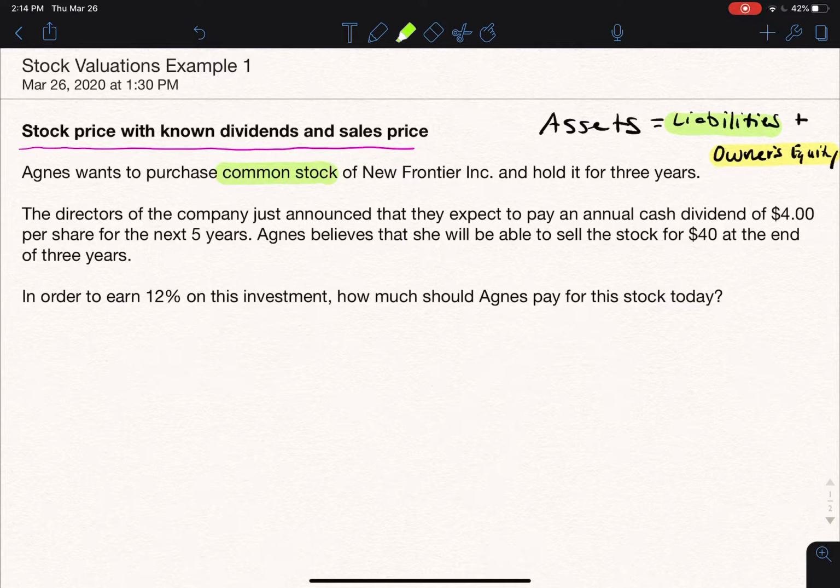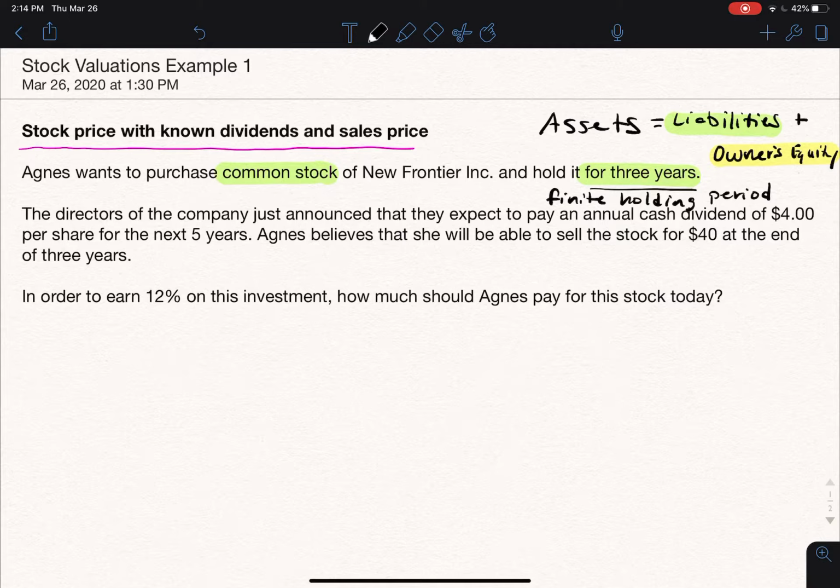She's looking at New Frontier Inc., and she wants to hold it for 3 years. This is very important information, the 3 years. Why? Because that tells us that it is a finite holding period. Finite is a fancy term for we know that there's an end, because this is one of the tricky parts about having stock, right?